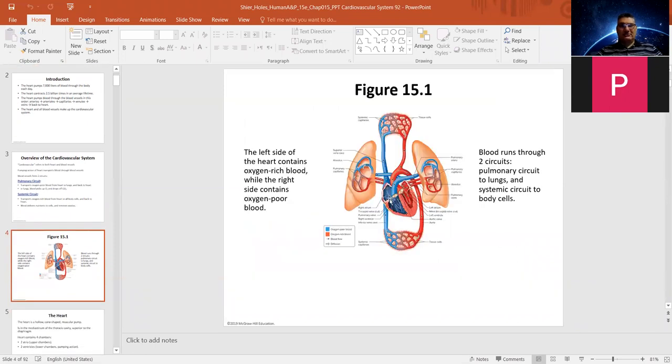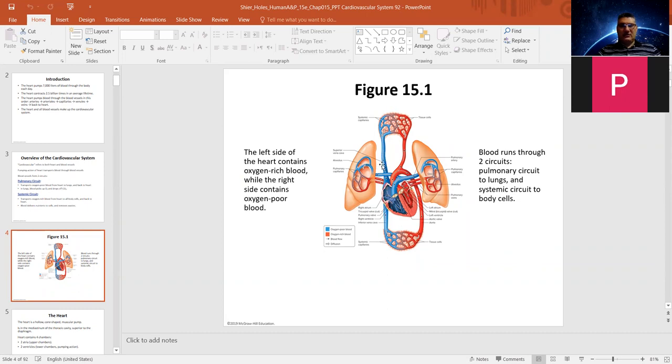So if you look at this, we usually start from here. This blue here and this blue here, both of those are like the trunk of the tree, the deoxygenated blood. A circuit is a complete circle, so we can start anywhere, but we usually start from here. So this is the superior vena cava, and this is the inferior vena cava.